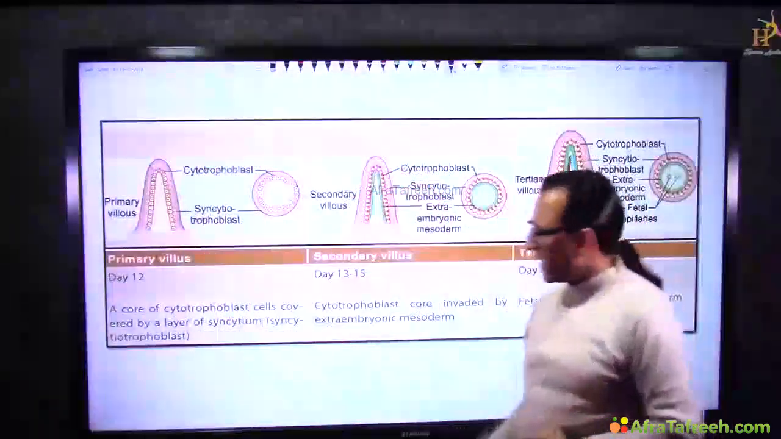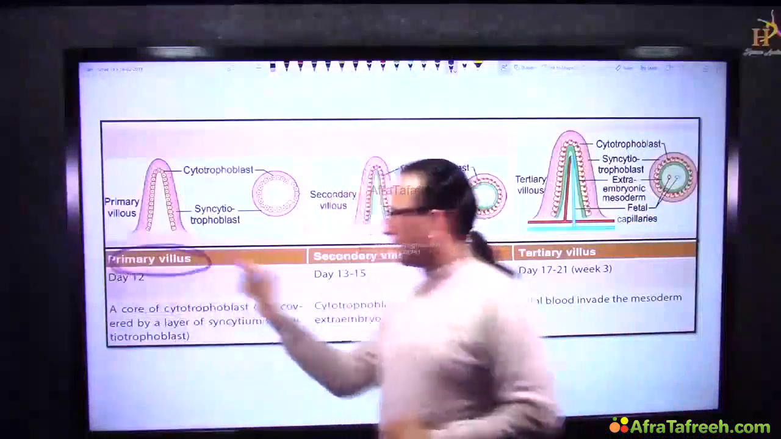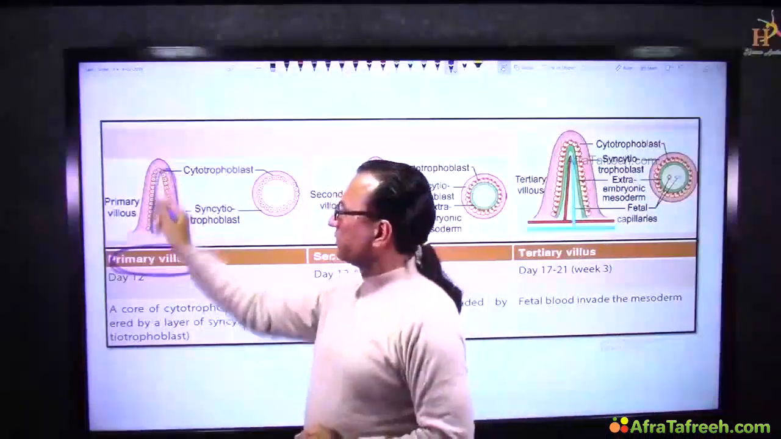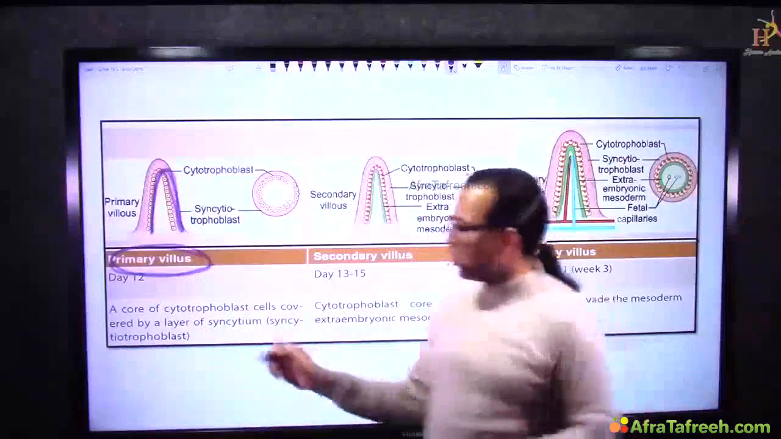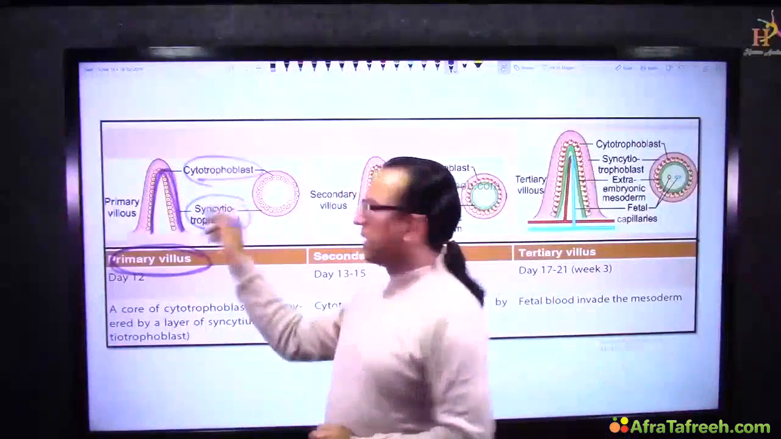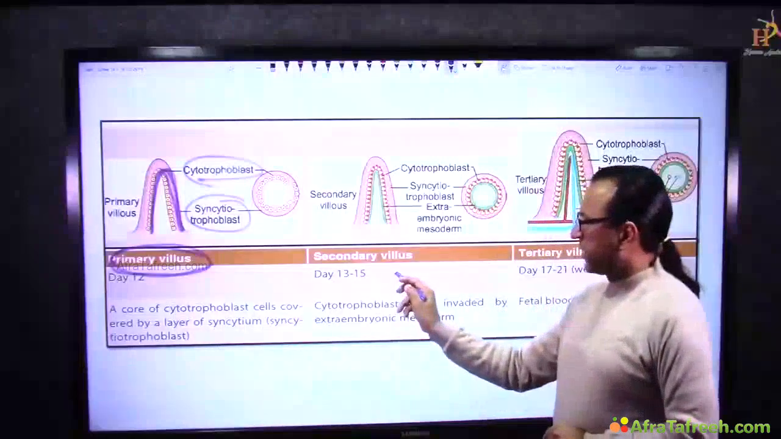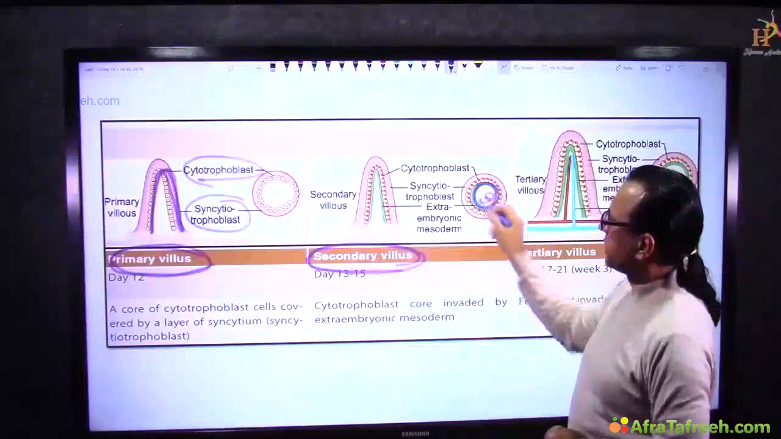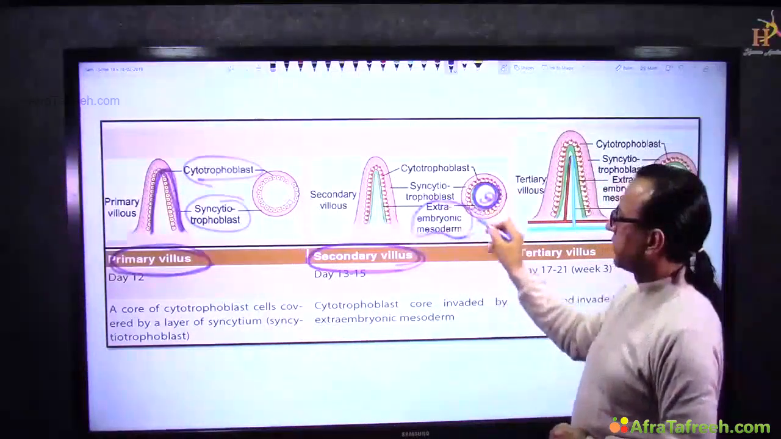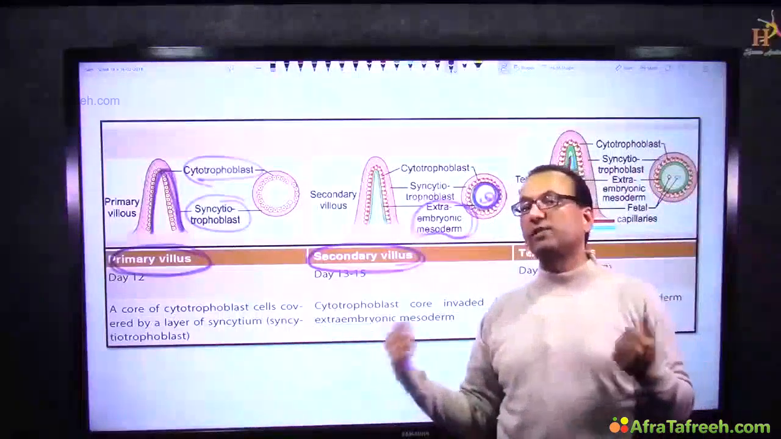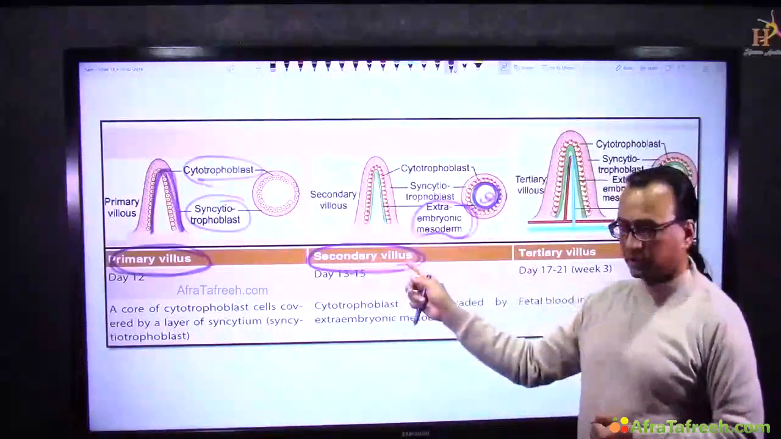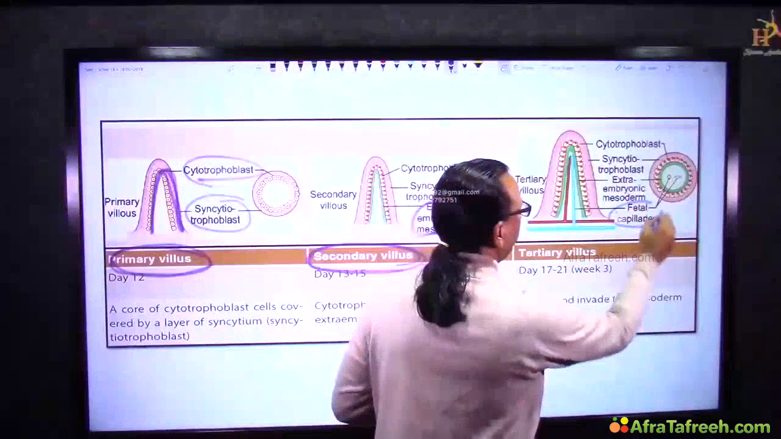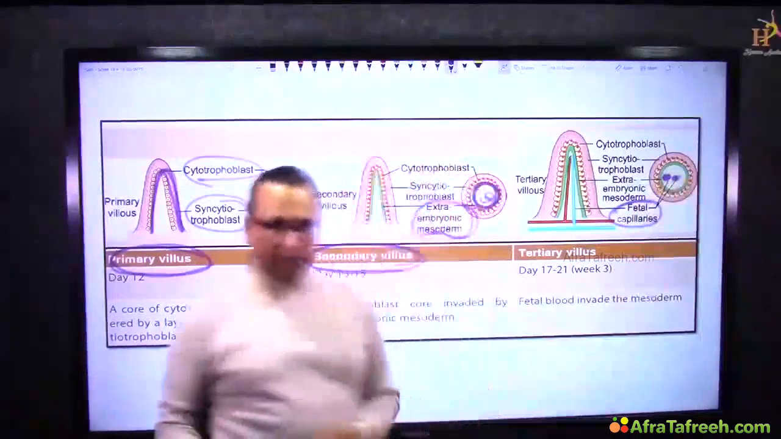So you understand, in the beginning, when you say primary villus, it is some finger-like projection from the chorion frondosum. There is the cytotrophoblast, which was dividing to give syncytiotrophoblast. So cyto plus syncytio is primary villus, but later, when it is secondary villus, some extra embryonic mesoderm has come. If you say this is the extra embryonic mesoderm which has come, it is syncytiotrophoblast plus cytotrophoblast plus extra embryonic mesoderm, and that is secondary villus. In tertiary villus, one more thing has come, and that is the fetal blood vessels. So fetal blood vessels also have come.